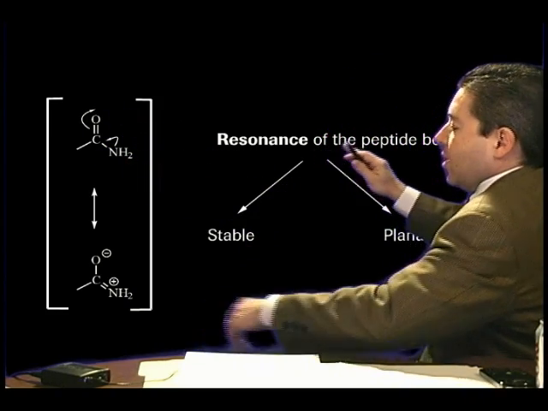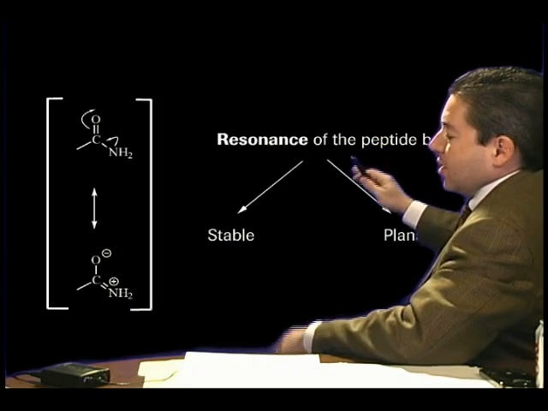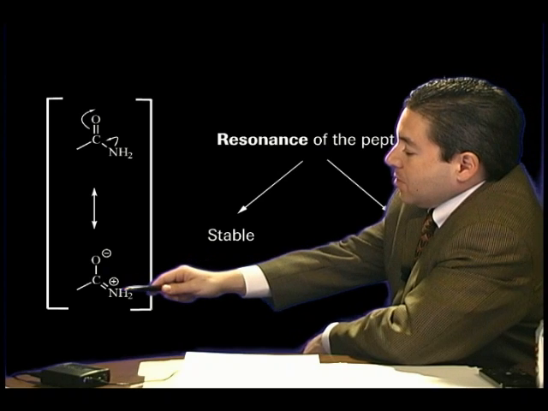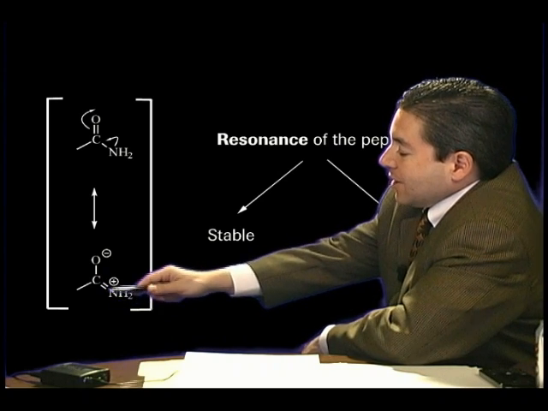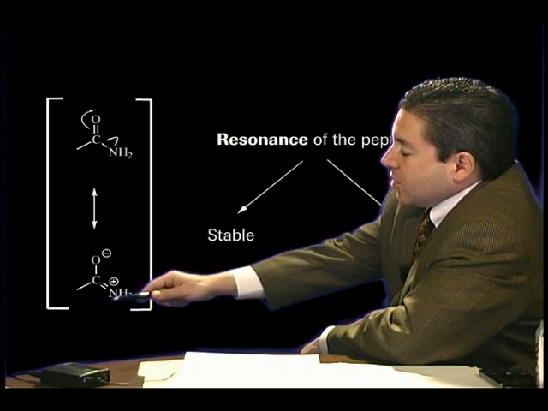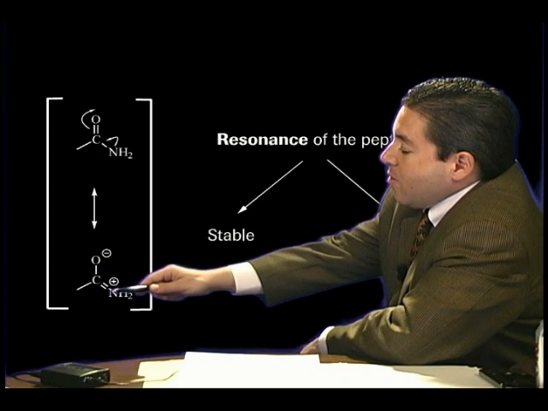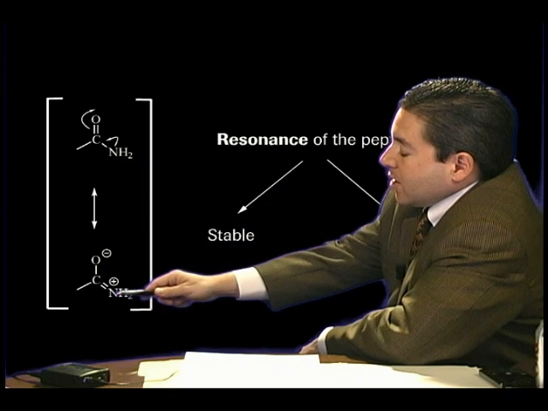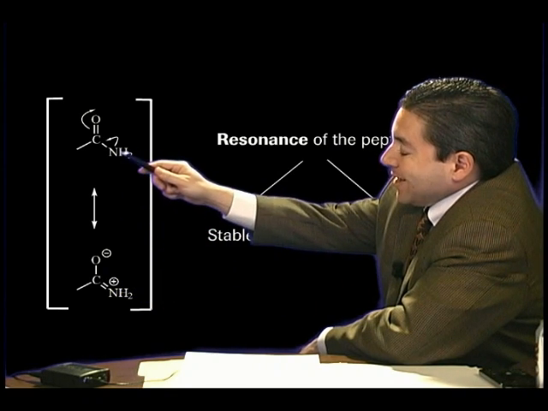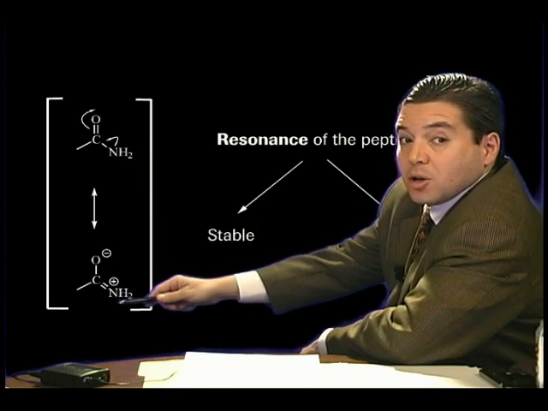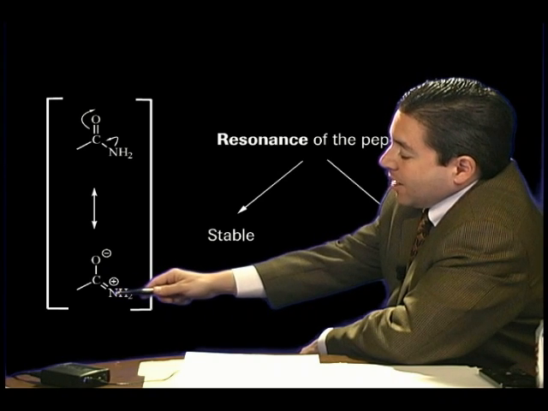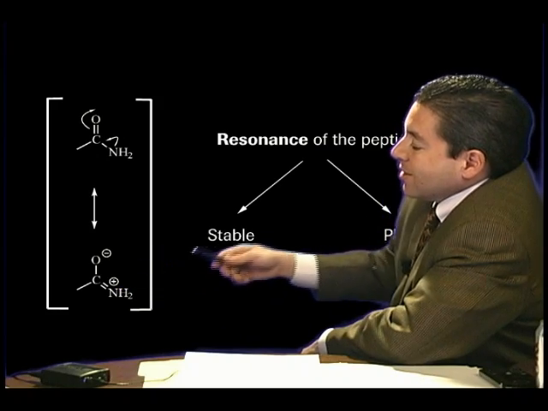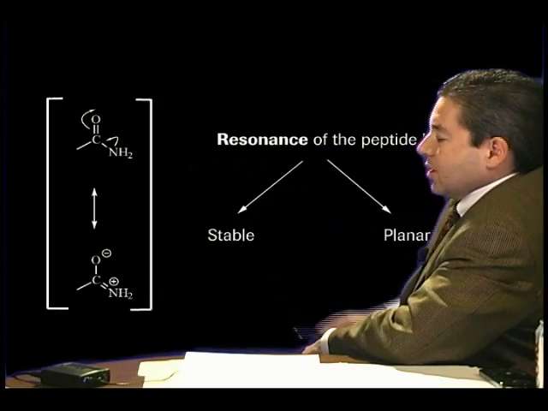This resonance of the amide or peptide bond results in two properties. Stability. Why is it stability? Because the carbon-nitrogen linkage, which is the actual amide linkage, is more energetically stable than a pure single bond. Not quite as much as a double bond, but more energetically stable than a single bond. It has what's called partial double bond character. And hence, the carbon-nitrogen linkage is very stable relative to a single bond.